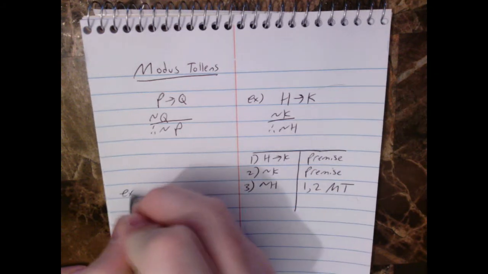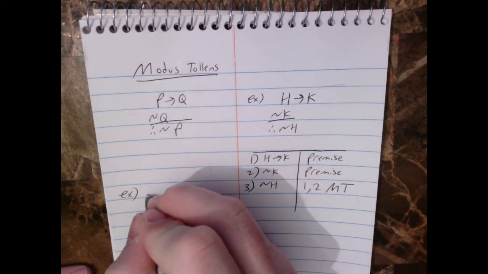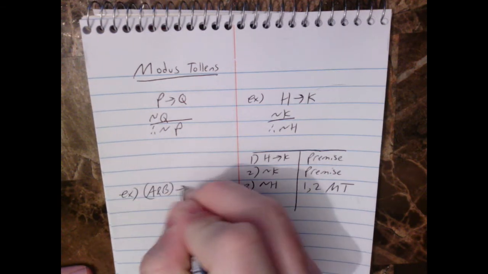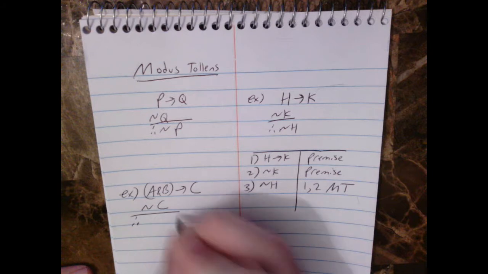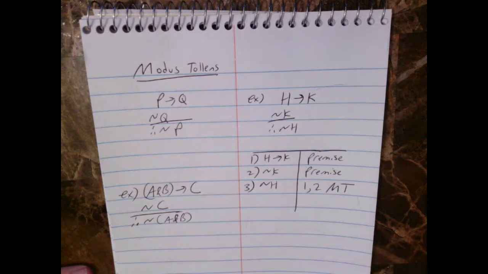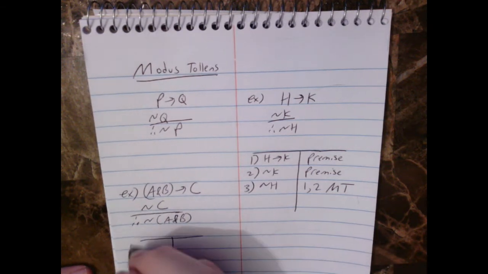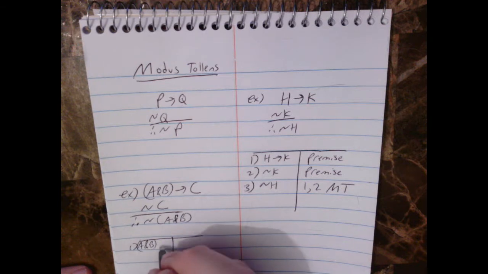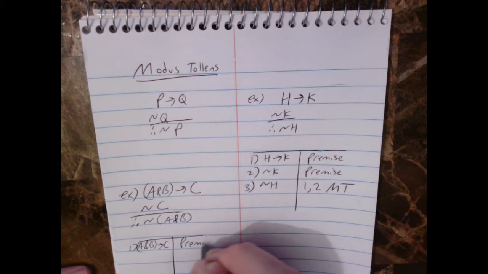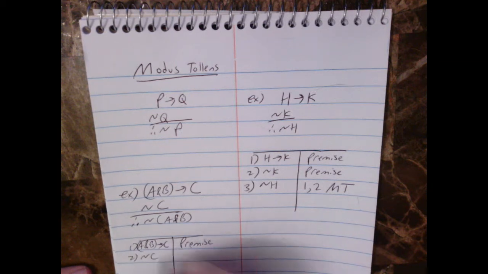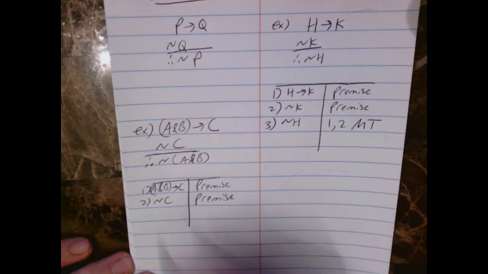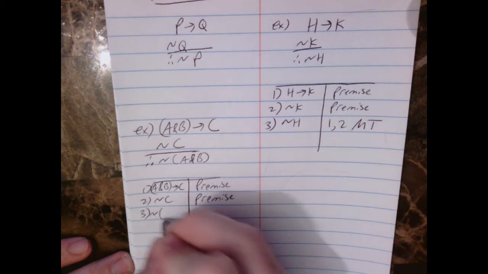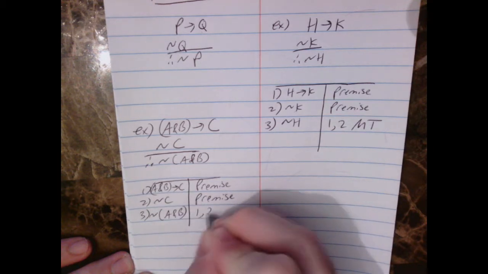Okay, let's do another one. Suppose I gave you A and B implies C, negation of C, and we need to prove the negation of A and B. All right, so we'll set up our proof. We've got our premises, A and B implies C. We've got negation of C. And now we should be able to conclude negation of A and B from 1 and 2 modus tollens.